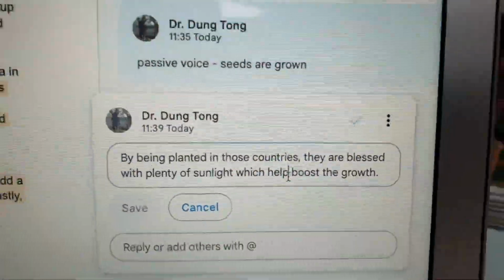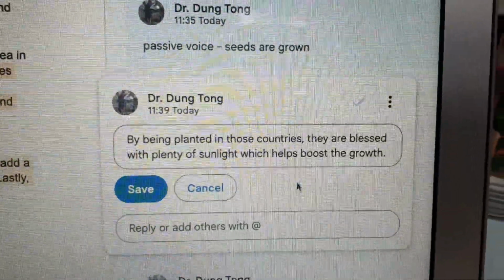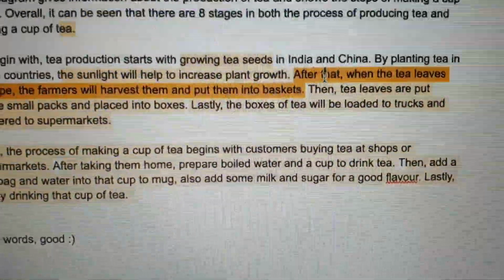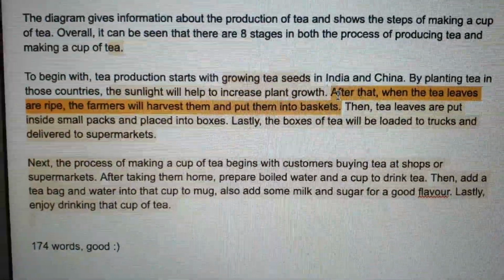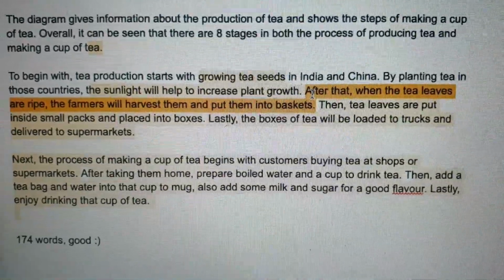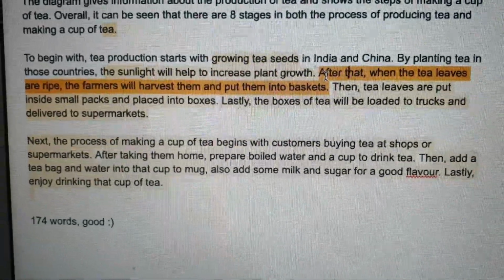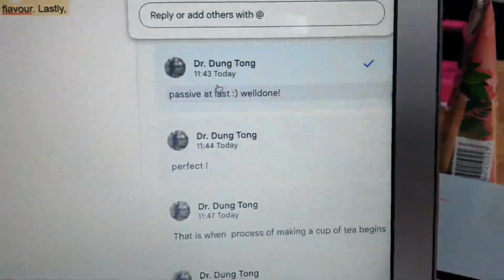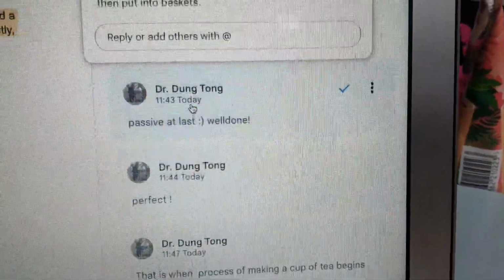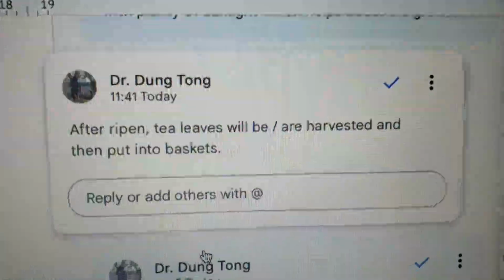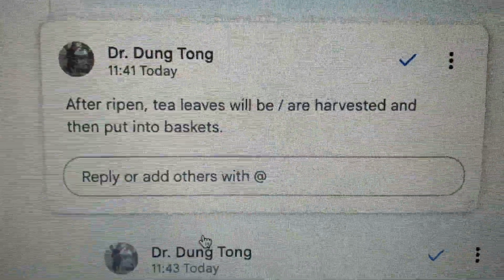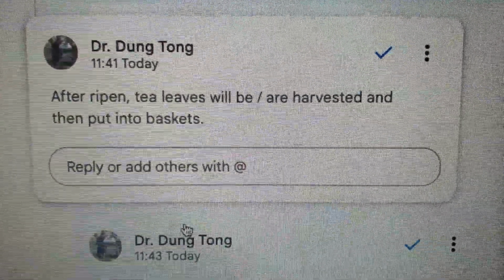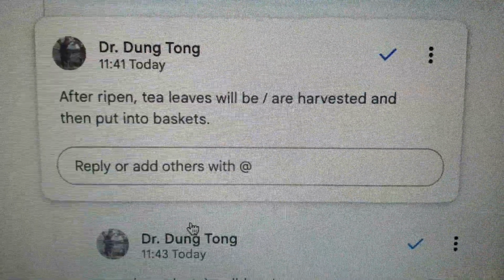to boost the growth. Okay, and then the next sentence after that, when the tea leaves are ripe, the farmers will harvest them and put them into baskets. So again, it's very active voice, and in the diagram, we need to move it into passive voice. So here is my suggestion. After ripening, tea leaves will be, or are, whichever tense you want to use, harvested and then put into baskets.